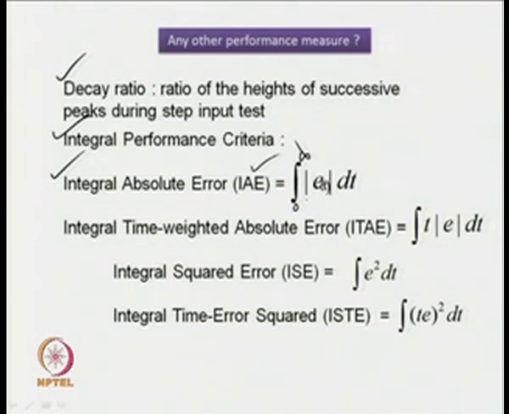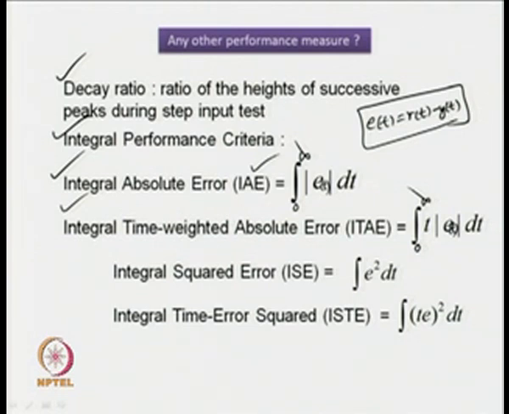Another performance criterion is the integral time weighted absolute error criterion, given as integration from 0 to infinity of t times mod of e(t) dt. What is e(t)? e(t) is nothing but the difference between the reference input and the actual output of a system.